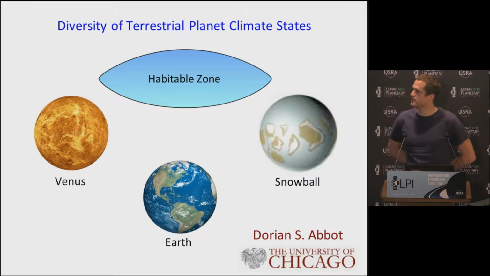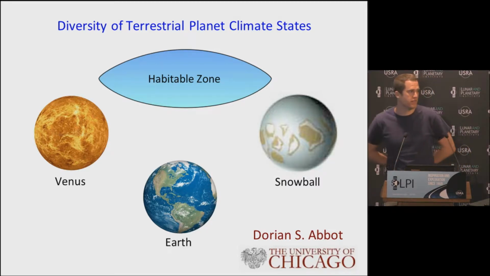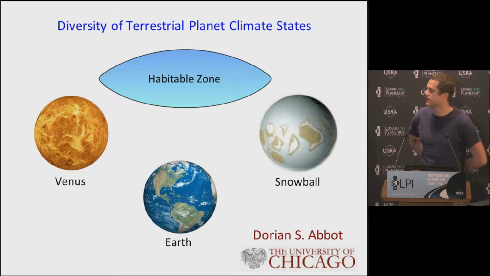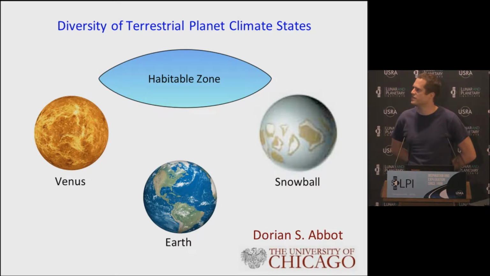So first, thinking about planets like Earth, planets that have liquid water on their surface, thinking about hot planets like Venus, and thinking about cold planets like a Snowball. So I intentionally didn't put Mars there because it's just a planetesimal.